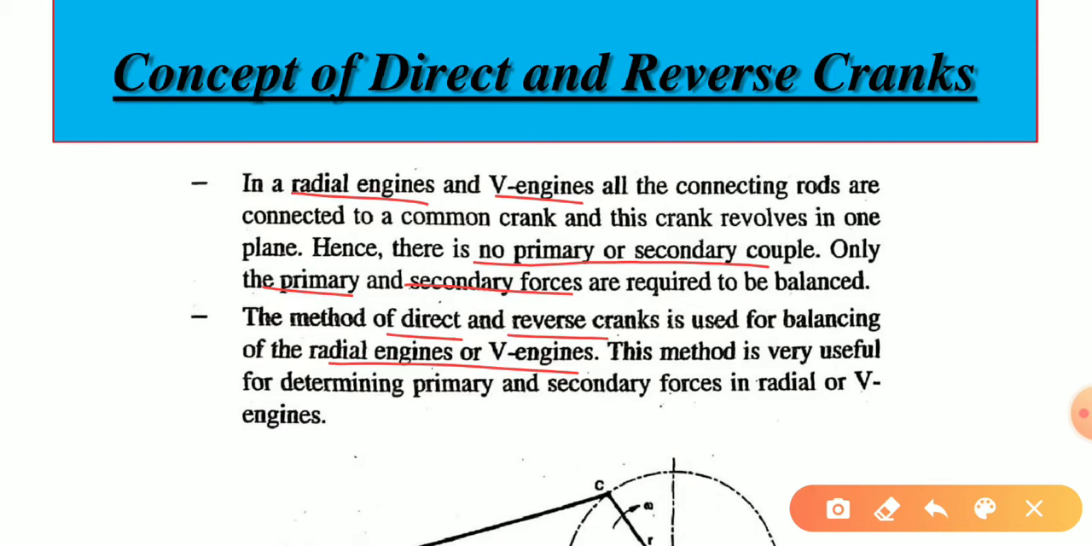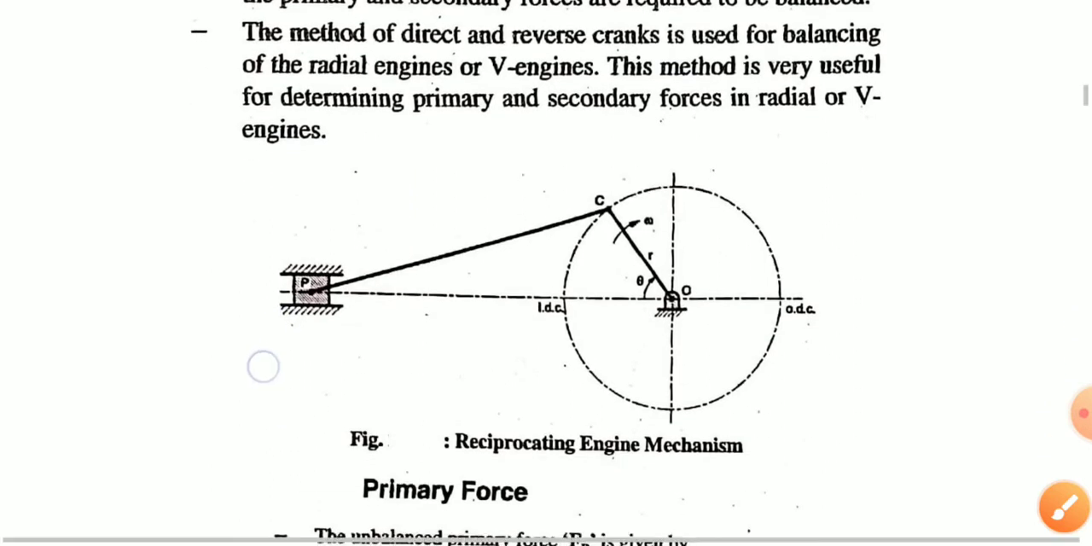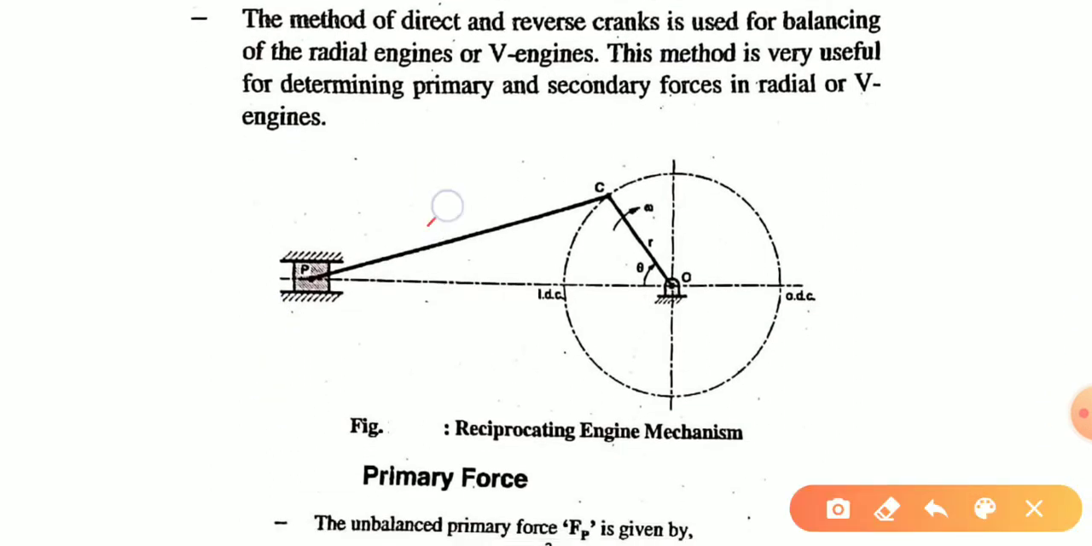This method is very useful for determining the primary force and secondary force in radial or V engines. So let us discuss this. Suppose this is the crank of radius R, omega is the angular speed, theta is the crank angle, this is the connecting rod of length L, and this is the R radius of the crank.